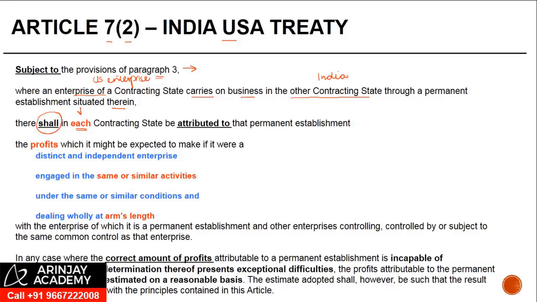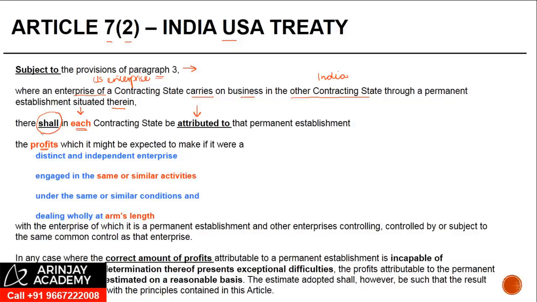Now, the use of the word each indicates that the allocation or the attribution that we're going to look at right now has to be done for both the states. It's not that there is an exclusive right with any of the states to tax such profits, right? So on a mandatory basis, there has to be an allocation in each contracting state, be attributed to the PE, the profits. Now, when we talk about profits, obviously it includes losses as well, right?